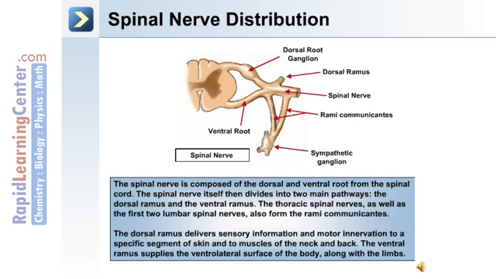The dorsal ramus delivers sensory information and motor innervation to a specific segment of skin and to muscles of the neck and back. The ventral ramus supplies the ventrolateral surfaces of the body, along with the limbs.